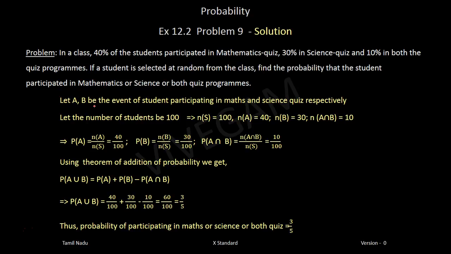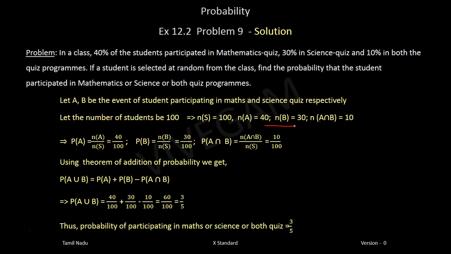Let A and B be the events of the student participating in maths and science quiz respectively. Let the number of students be 100. Therefore, n of S is 100. n of A is 40% of 100, that is 40. n of B is 30% of 100, because it says 30% attended, but we have assumed the number of students to be 100. So it's 30% of 100, that is 30. And 10% attended both A and B, so n of A intersection B is 10% of 100, that is 10.